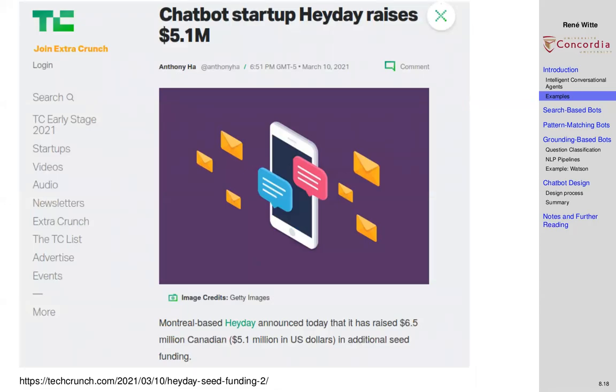And just a few days ago, March 10, there was again in the news a Montreal company, yet another startup, Payday, and they got a second round of investment. So they raised another 6.5 million Canadian dollars in a Series 2, in a second round of investments, again for chatbot development toolkit. Have a look at it online if you're interested.